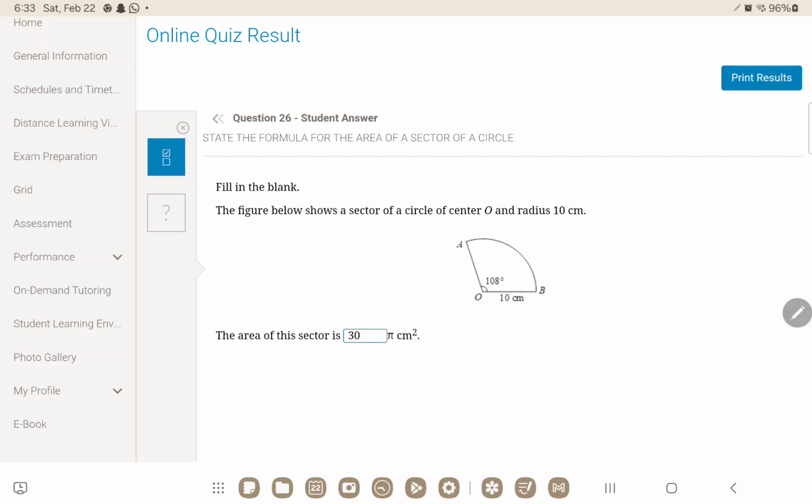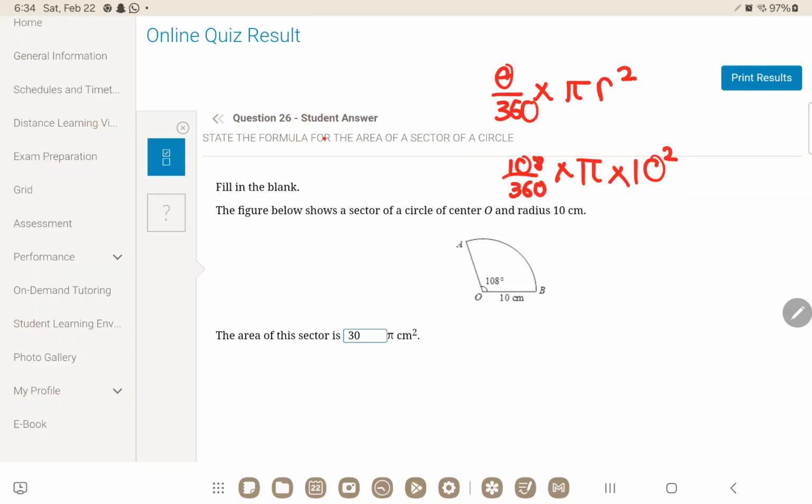This, of course, we did last week. They gave us a sector of an angle and they want the area of the sector. Area of sector is theta over 360 times pi r squared. So 108 over 360 times pi times 10 squared, which is going to give you 30 pi.